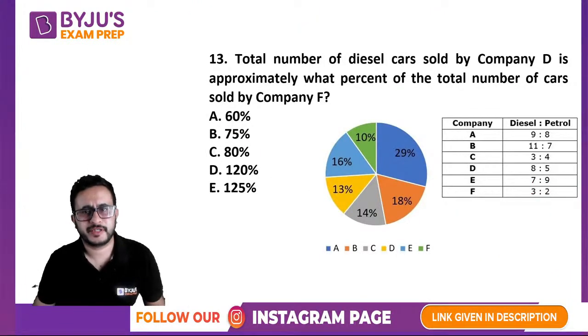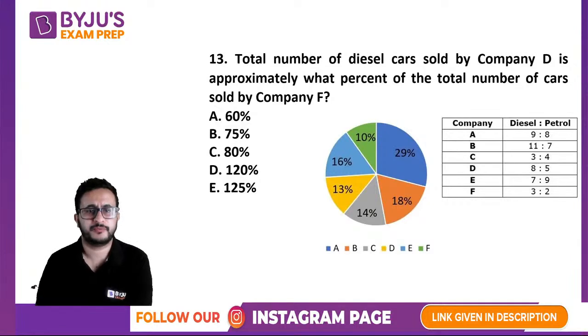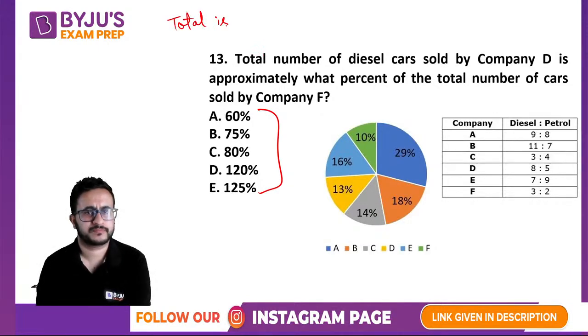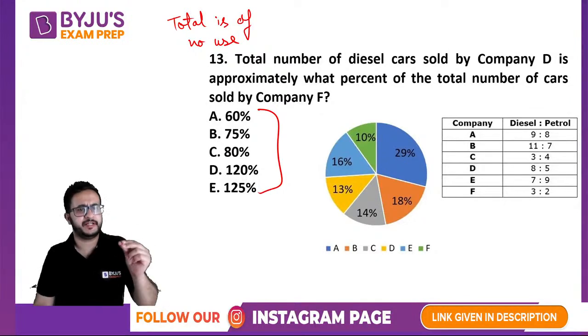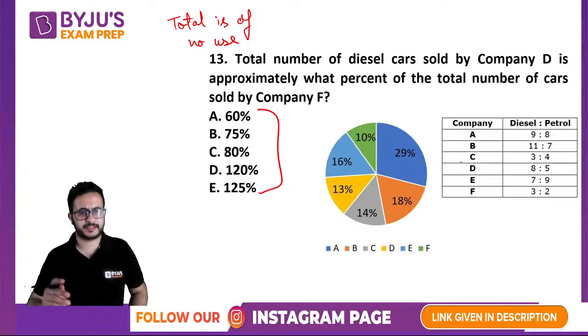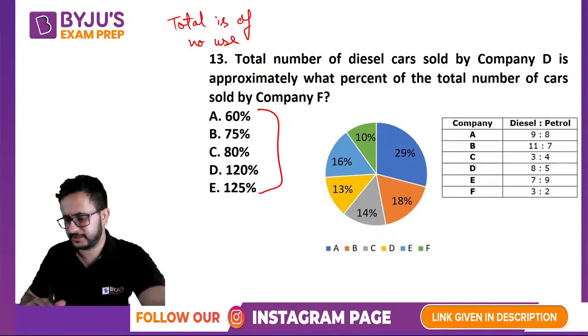Total number of diesel cars sold by company D is approximately what percent of the total number of cars sold by company F? Again, it's a percentage question, right? So again, total is of no use. So always remember, if a question just relates to percentage or ratio from the pie chart and table or whatever is given to you, right? So make sure that you do not use the totals. You can do those questions without totals also. If they ask to add, subtract or do something, then you need the total.